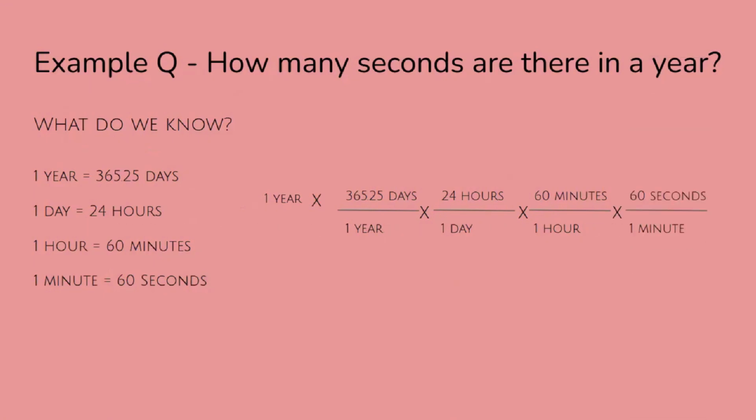And notice how all the units are canceled out since they're on both top and bottom throughout the whole thing. And the only unit that we are left with is seconds. So our final answer will be 31,577,600 seconds in a year.